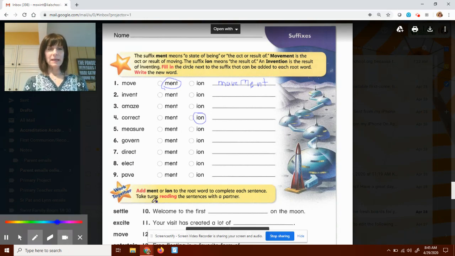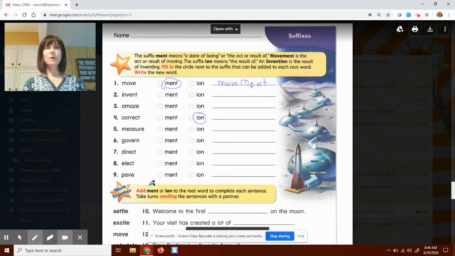Let's go ahead and head down to the second part of your worksheet today. It says add ment or shun to the root word to complete each sentence. Take turns reading the sentence with a partner. So the first word is settle. Settle. Let's read the sentence and see what this should be. Welcome to the first blank on the moon. Would I say settlement or settlation? Well, I think you've got that one too. It sounds better for settlement.